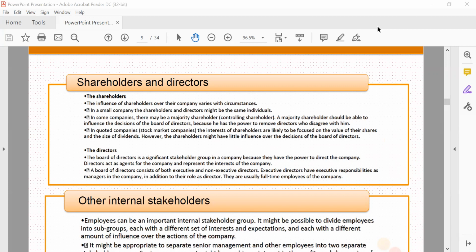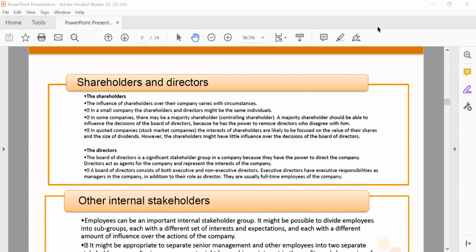Shareholders and directors. The shareholders are basically the owners of the company. The influence of the shareholders over their company varies with circumstances. In a small company, the shareholders and directors might be the same individuals. We've talked about this before. In some companies, there may be a majority shareholder. A majority shareholder is simply a controlling shareholder, a shareholder who owns more shares.